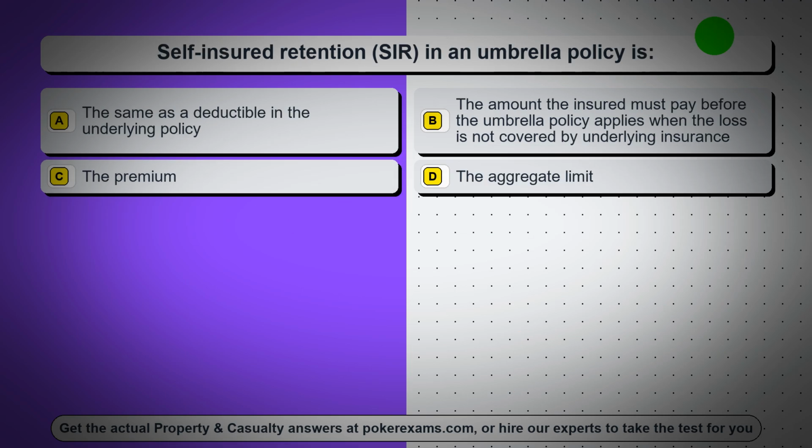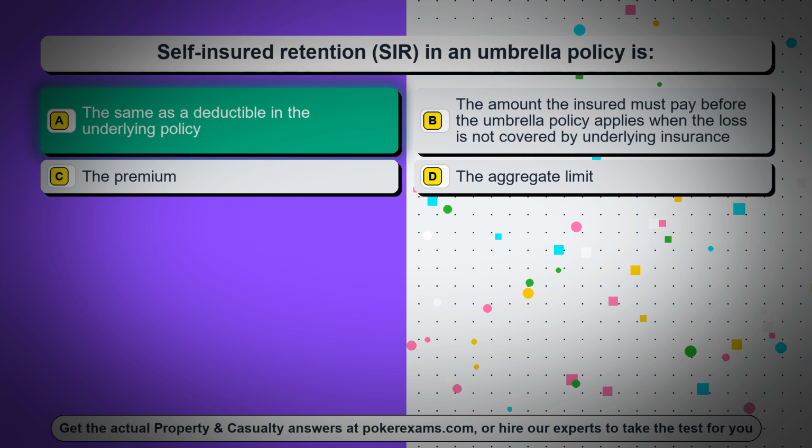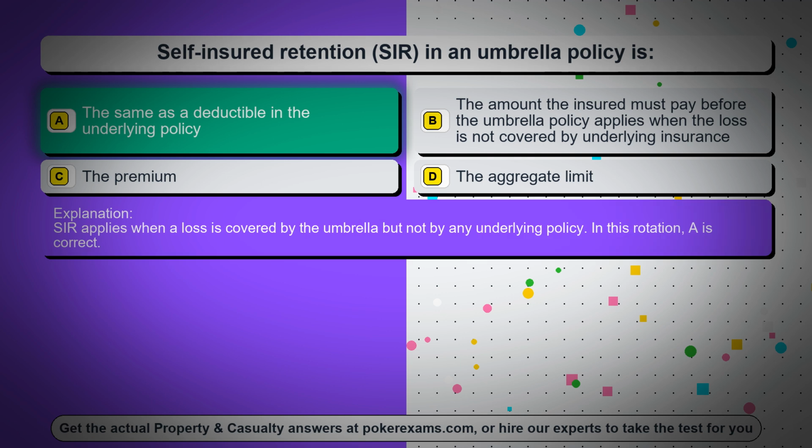Question 91. Self-insured retention, SIR, in an umbrella policy is: Option A, the same as a deductible in the underlying policy. Option B, the amount the insured must pay before the umbrella policy applies when the loss is not covered by underlying insurance. Option C, the premium. Option D, the aggregate limit. The correct answer is option A, the same as a deductible in the underlying policy. SIR applies when a loss is covered by the umbrella but not by any underlying policy. In this rotation, A is correct.